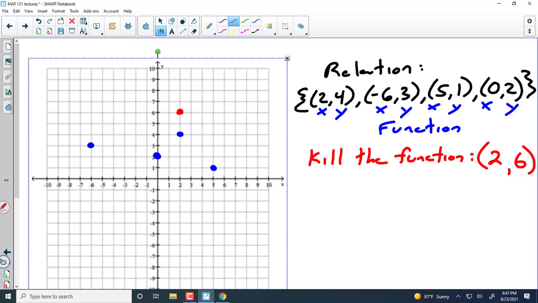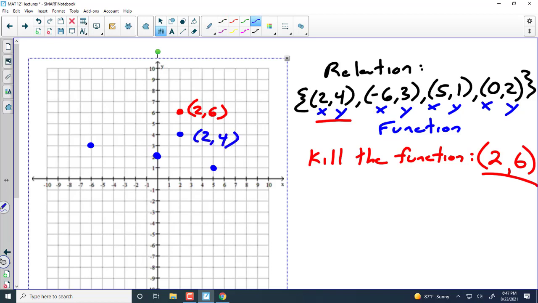Now 2, 6 doesn't have a problem with every ordered pair, it just has an ordered pair that starts the same way it does. The 2 ordered pairs that are causing this function to die are this one right here and this one right here. Because they both start with 2 and they end with 2 different numbers. That's what makes it not a function anymore. And those 2 points are on the graph right here, 2, 6 and 2, 4.